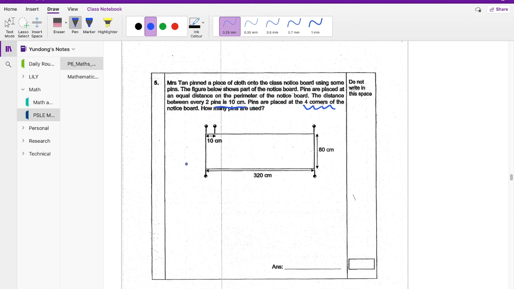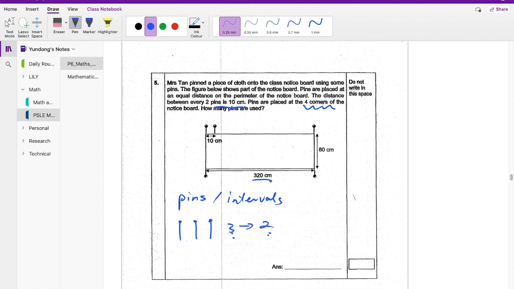This concept is mainly about how many pins and how many intervals. For example, 3 pins will have 2 intervals. So if I know the number of pins, then I can get the number of intervals, and also if I know the number of intervals, I will know the number of pins. The tricky part here is that we only consider this side first, and we don't care about the other 3 sides.